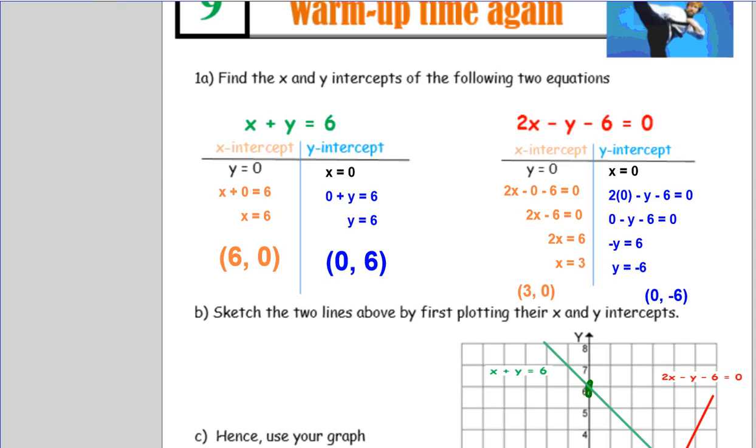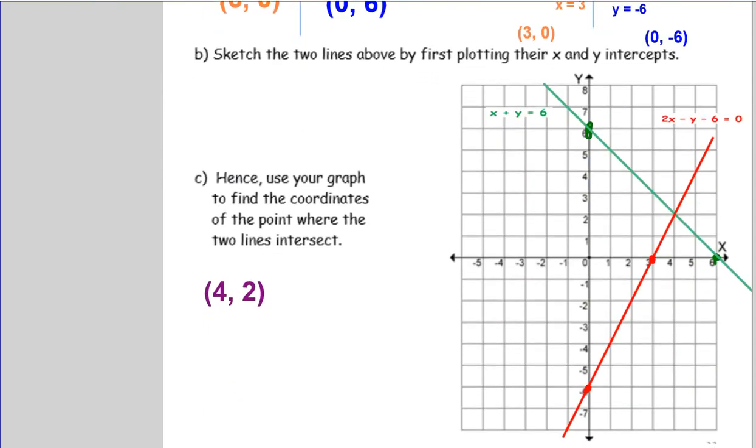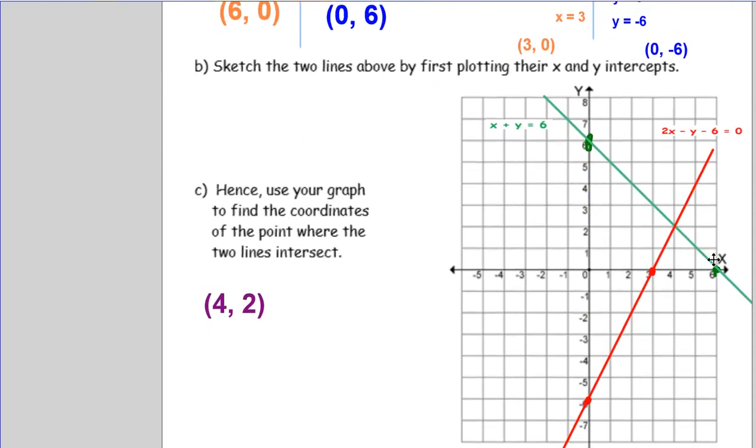So what I did for the first line, which I did in green, I plotted the x-intercept. So notice I plotted a point here, 6, 0. I plotted the y-intercept, 0, 6. And then I just drew a nice line through both of those. So I drew a line through them.